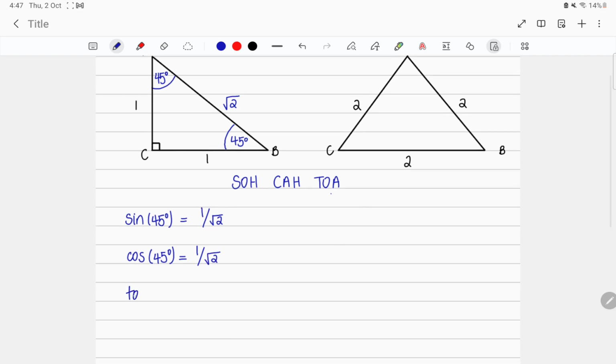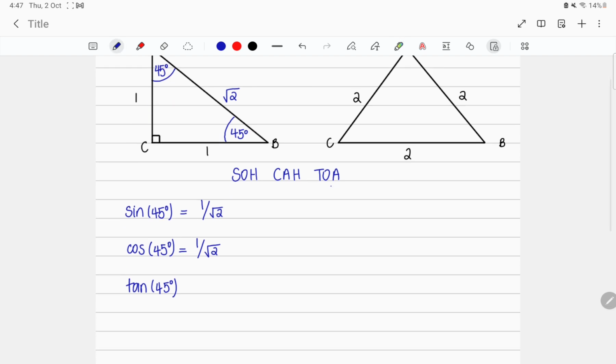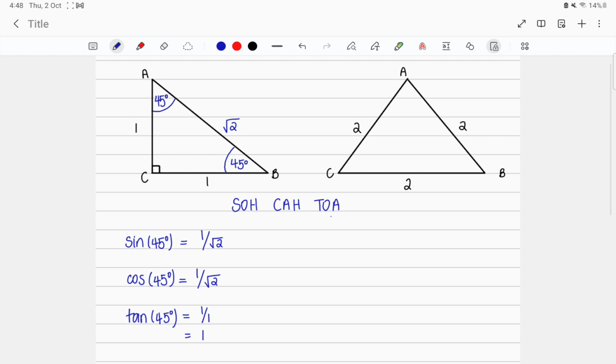Now, if I'm looking for tan of 45 degrees, tan relates the opposite and the adjacent side. Again, using angle A as my reference, the opposite side measures 1 unit and the adjacent side also measures 1 unit. So tan 45 degrees is just 1 over 1, which simplifies to just 1. So that is how we would derive the special angles for 45 degrees.